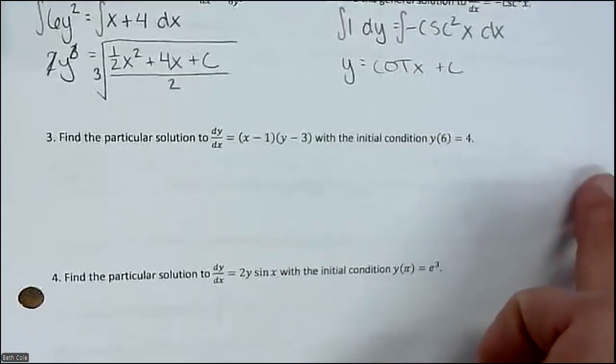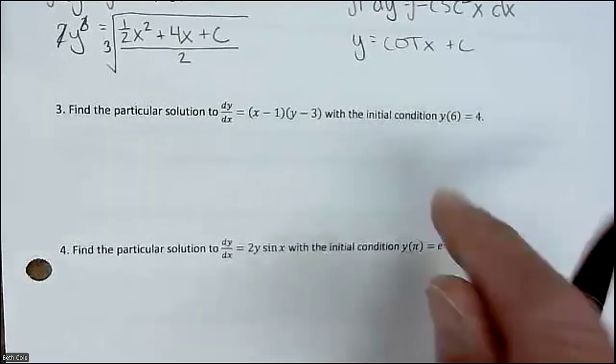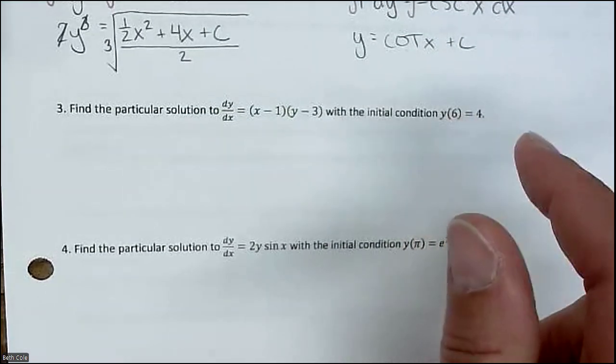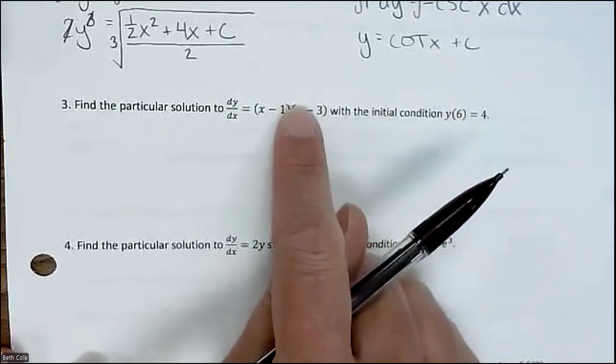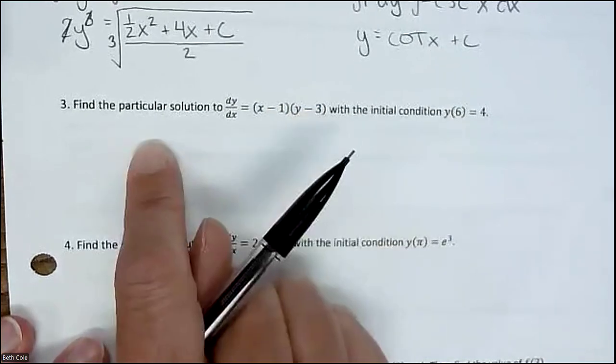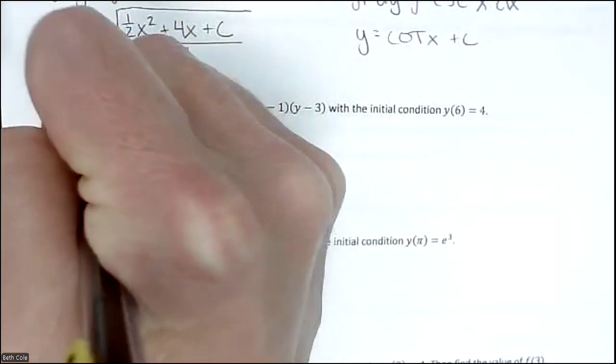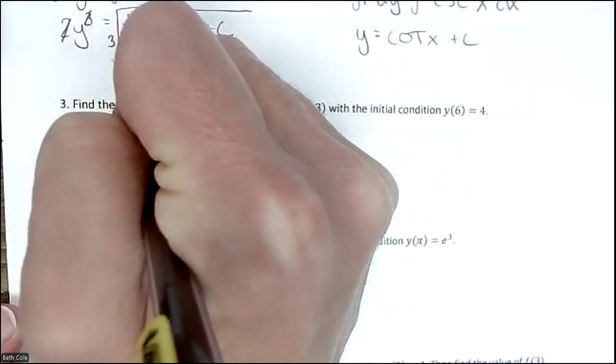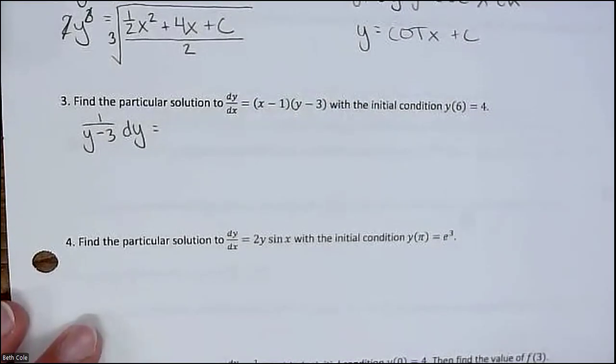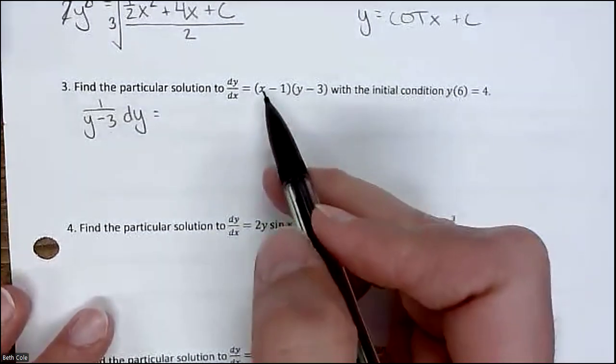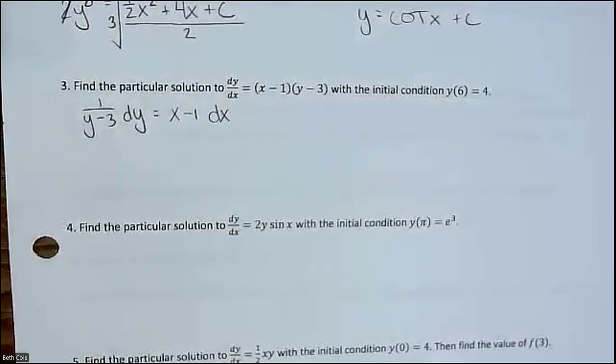All right, this one is a particular solution with an initial condition. So we are going to find what c is. To move this y minus 3 over, we are going to need to divide. So it's going to look like this. Sorry, I try to write it fast and then get my hand out of the way so you can see it. Equals x minus 1 dx.